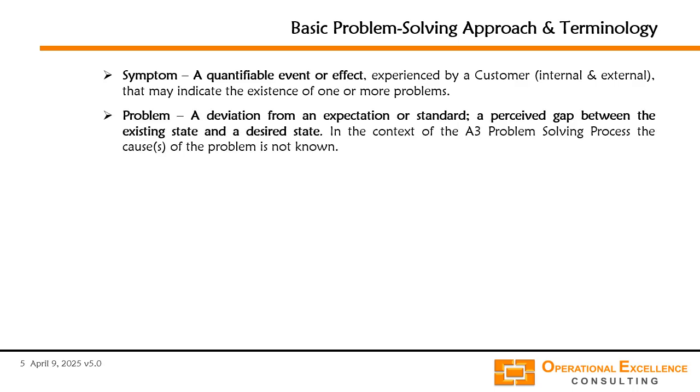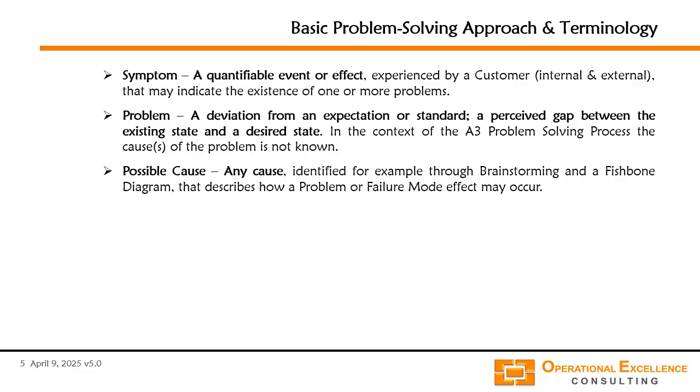The first question we have to answer is, why do we see that symptom? What is the problem that we need to solve to make sure that the symptom doesn't occur in the future? We have to identify and define the problem. A problem is a deviation from an expectation or standard, a perceived gap between the existing state and a desired state. So, we need to find a way to get from the symptom to the problem that we need to solve. I will show you later how to do that using the A3 problem-solving process, as well as some of the tools that will help us with that.